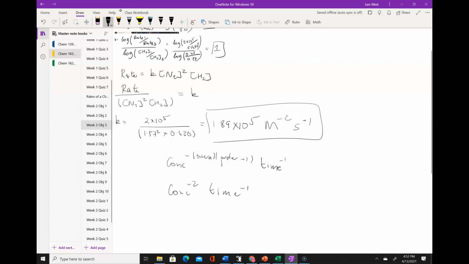It's pretty easy once you get a grip on the units for rate constants. Okay, I feel happy about that. So let's move on to the next one.